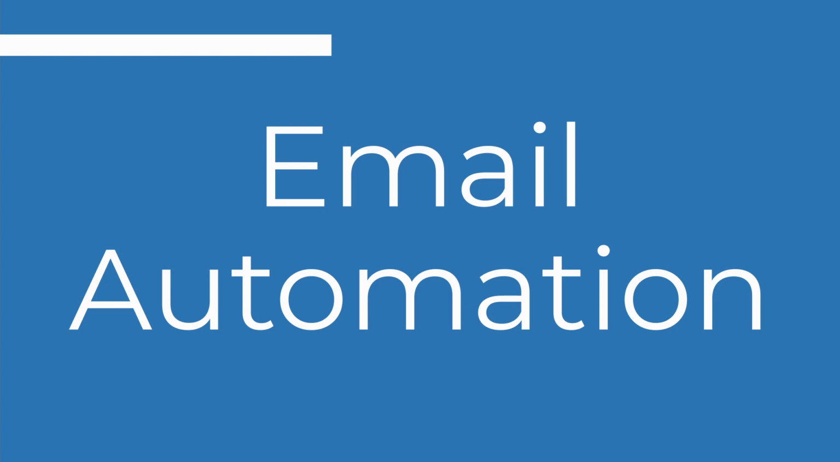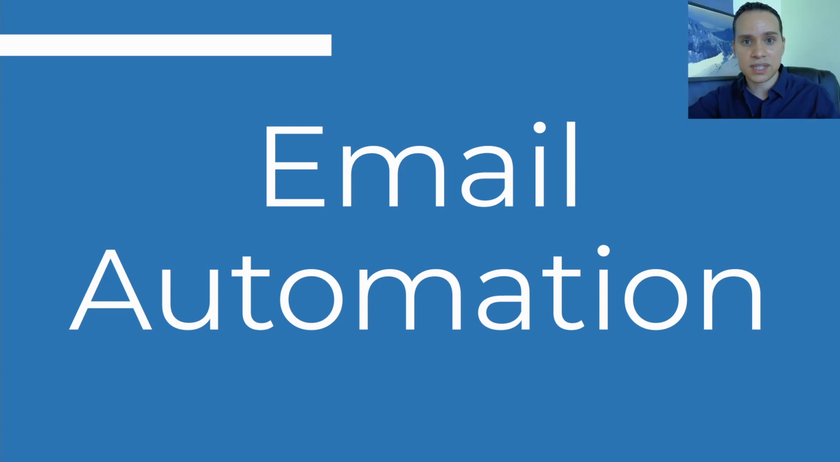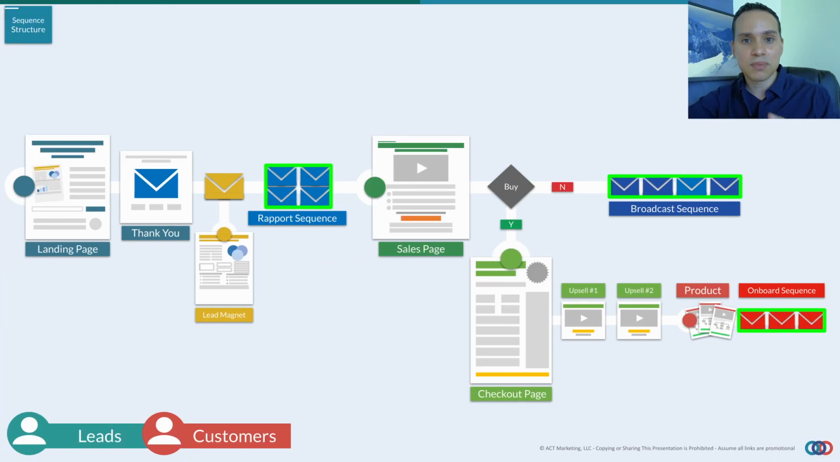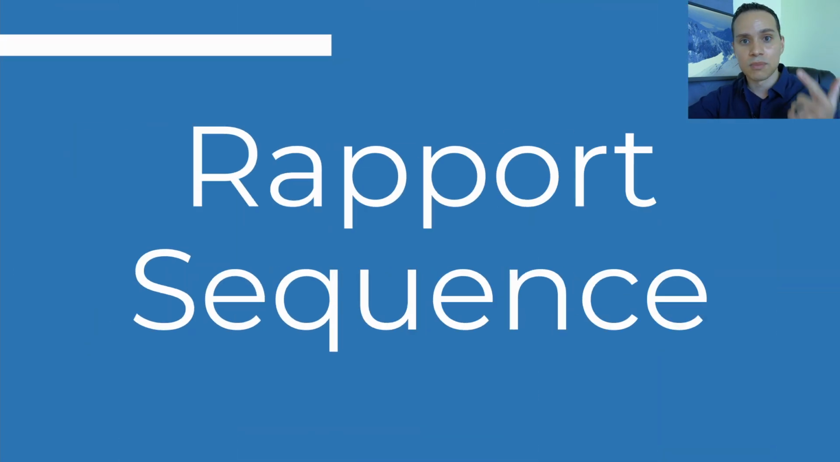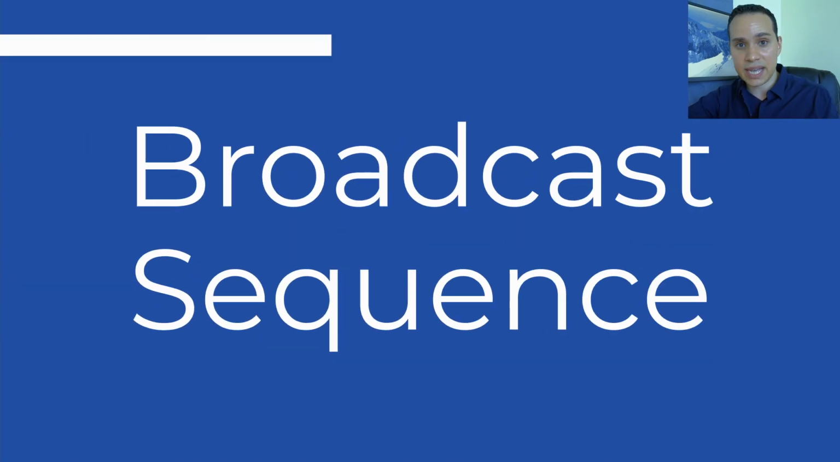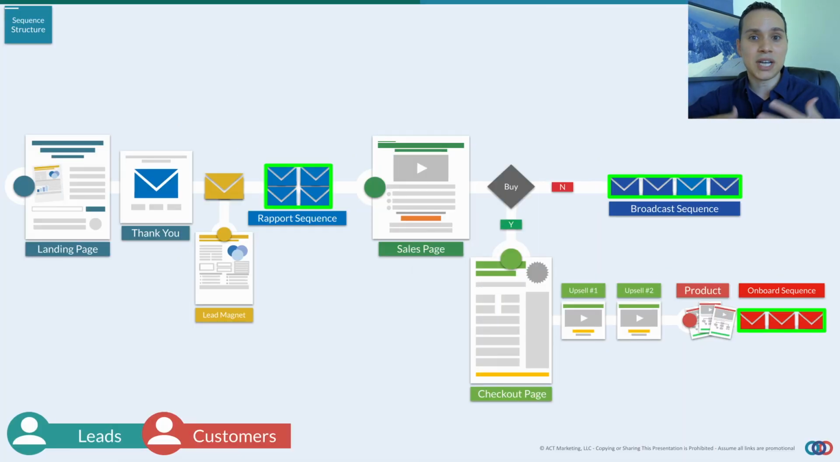Now, when it comes to the types of email sequences that you should make for your sales funnel, there are a lot of different automations you could do, right? But there are really three that you should consider starting with. Number one is a rapport building sequence. Number two is going to be a customer onboarding sequence. And then number three is going to be your broadcast sequence. I think these are really the three cornerstones or foundations, if you will. After that, you can get complex with your automations, but start with these three.